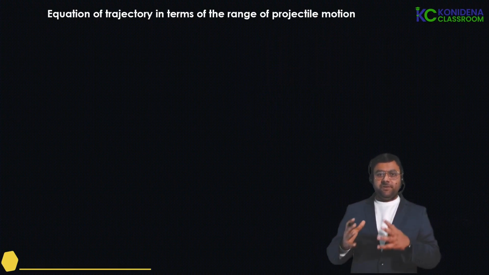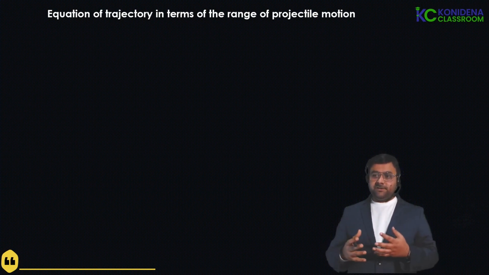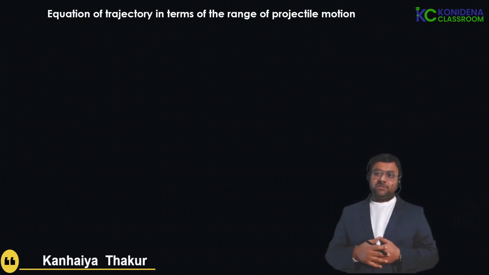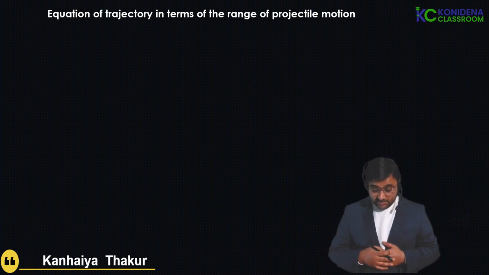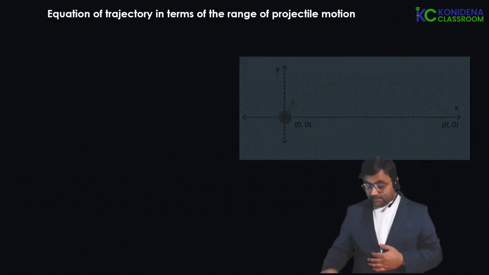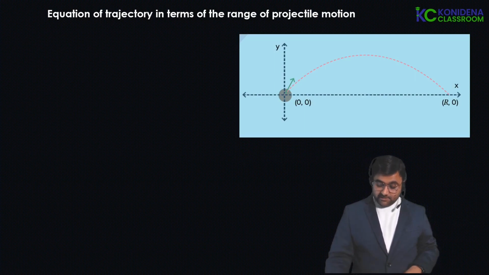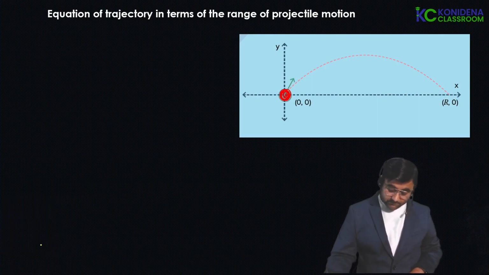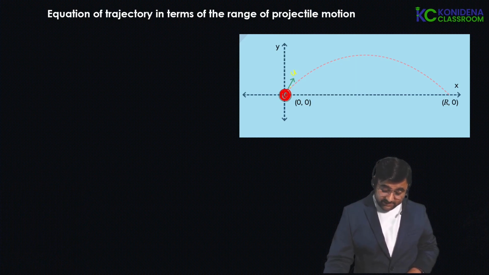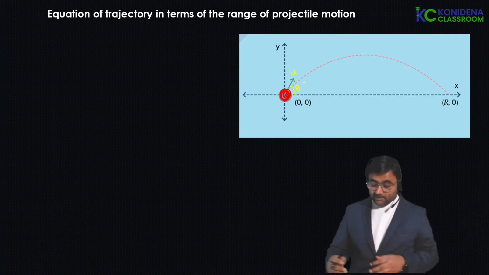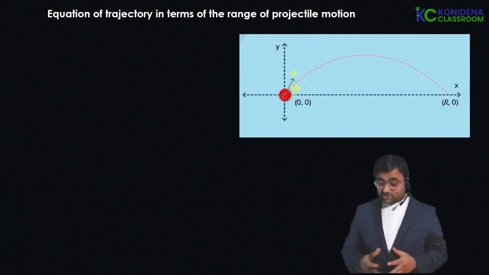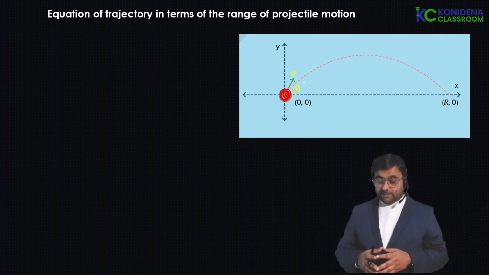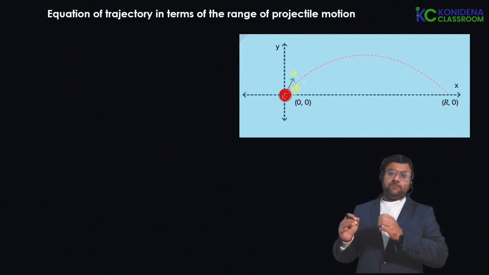In this video, we are going to talk about the equation of a trajectory in terms of range of projectile. Okay, so let us see what is happening. Let us consider this is the projectile we have. This is the ball which is called projectile, and this ball is thrown with some initial velocity, suppose u, with some angle theta, and it is going to follow a curved path as shown in the diagram, right? So we have to find out the equation of that curved path.